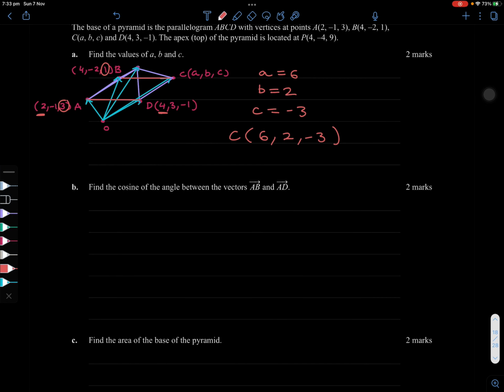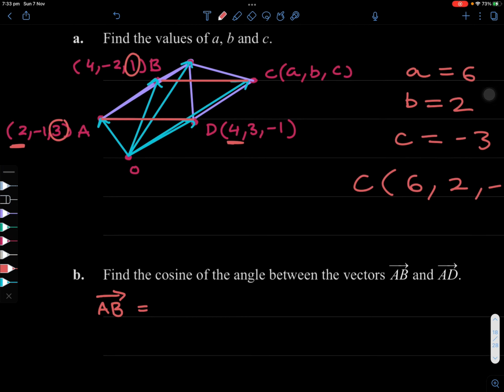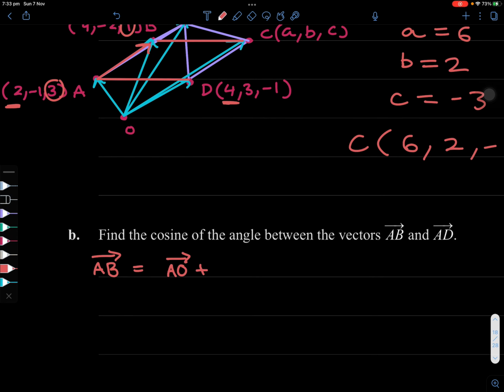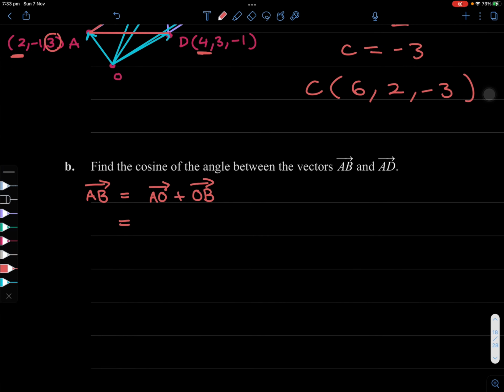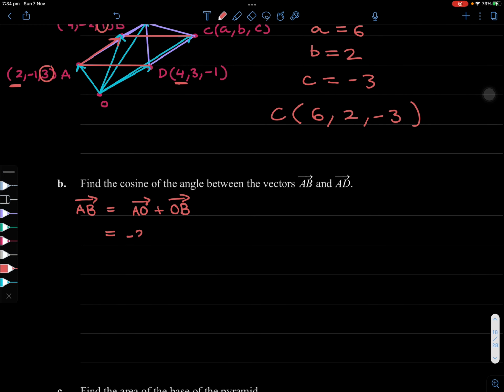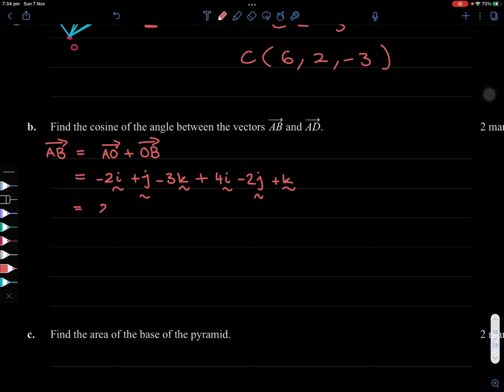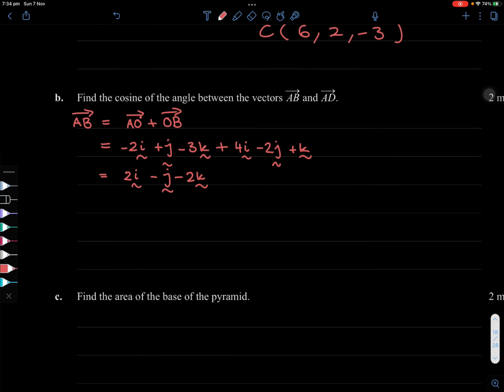Okay. Find the cosine of the angle between the vectors AB and AD. Let's actually find what AB is. Now, looking at our picture, it actually makes our life a little bit easier. AB is this line here. And as you can see from this, AB is going to be AO plus OB. Now, looking at what we've labelled, AO is just a negative of what we've written down, so it's -2i plus j take 3k, plus OB. OB is just a normal B vector, that's 4i take 2j plus k. And this gives us 2i take j take 2k. This will be useful to us later on as well.